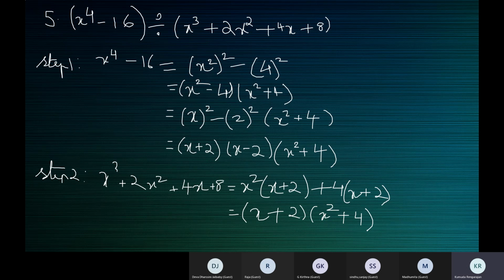Now what is step 3, Kirtana? x plus 2 of x minus 2 and x squared plus 4, ma'am. Okay, divided by, that one divided by? x plus 2 and x squared plus 4, ma'am. So x plus 2 and x squared plus 4 will get cancelled, so x minus 2. Very good, that's it.